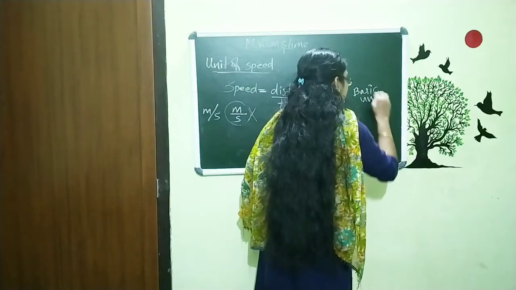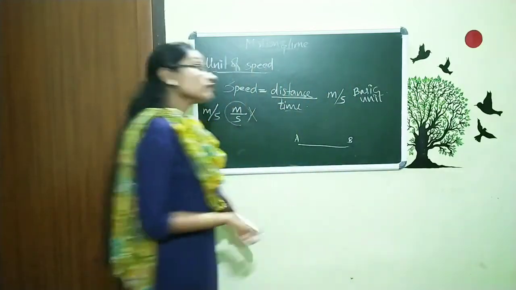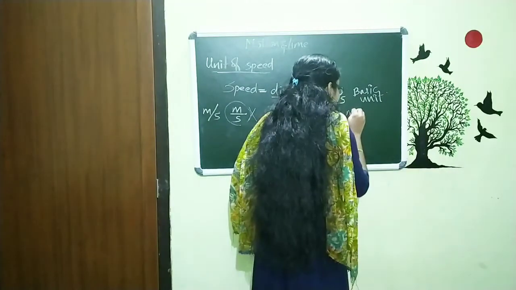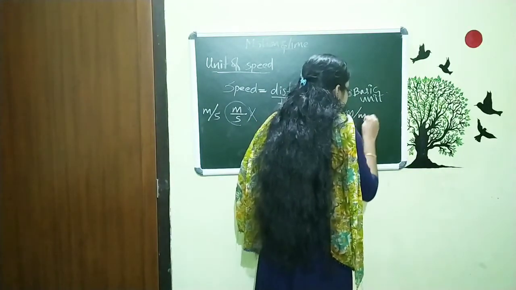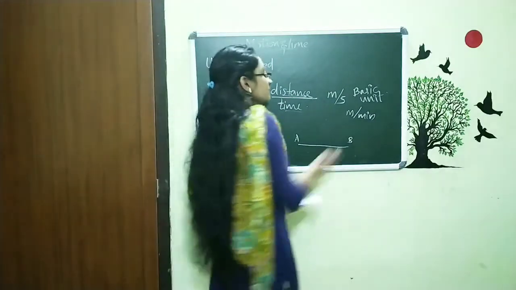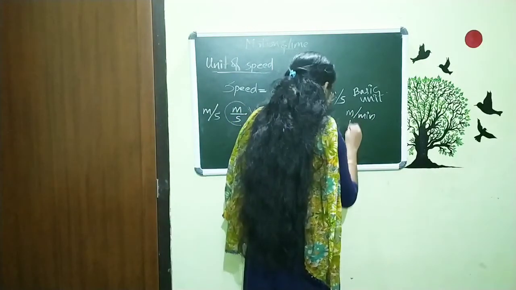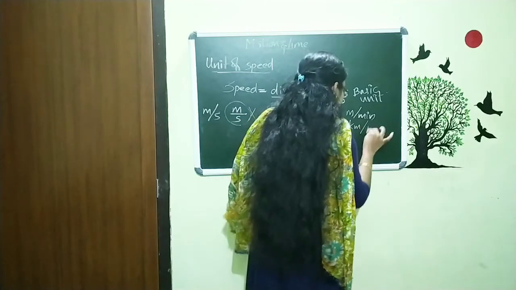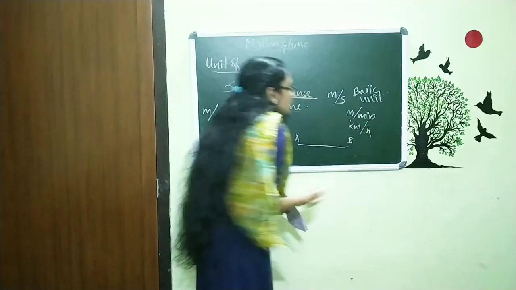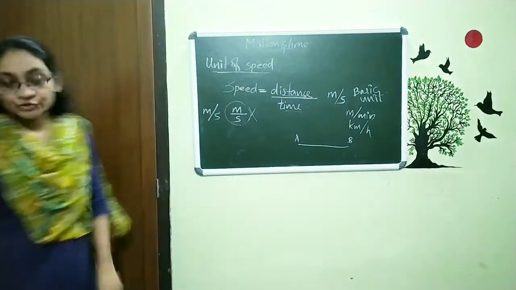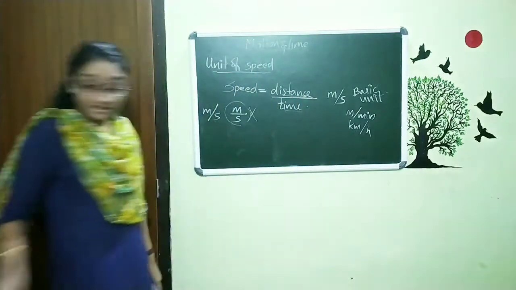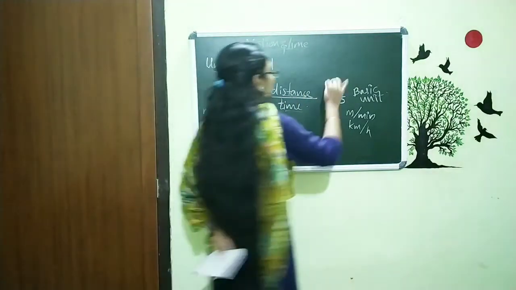Basic unit. And also we have other units, and that is meter per minute. Meter per minute. Or also we have kilometer per hour. Kilometer per hour. So this is also a unit for speed. But the basic unit is meter per second.